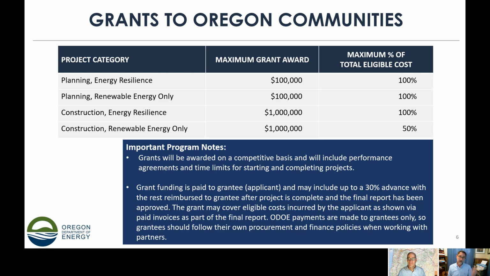Another item that we really want to point out at the front end here is that grant funding, if awarded, is paid to the grantee or the applicant and may include up to 30% advance, with the rest reimbursed to the grantee after the project is complete and the final report has been approved. On construction projects, that would also include a site inspection. The grant may cover eligible costs incurred by the applicant as shown via paid invoices as part of the final report. And Department of Energy payments are made to grantees only. So grantees should follow their own procurement and finance policies when working with any partners.